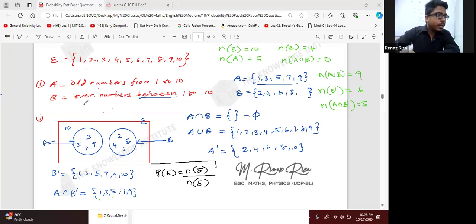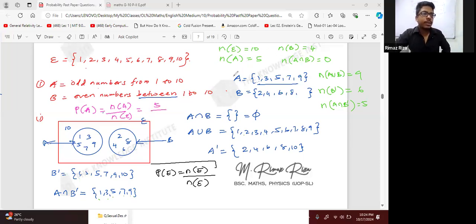Here, tell me what is the probability of A? For example, there is a box with 10 cards, all identical, marked 1, 2, 3, 4, 5, 6, 7, 8, 9, 10. A is the odd numbers from 1 to 10. So the probability of A means: when you randomly take one card from that box, what is the probability that the card is an odd number from 1 to 10? That is the number of elements in A over the number in epsilon. In A it is 5, in epsilon 10. So 5 over 10 is 1 half.